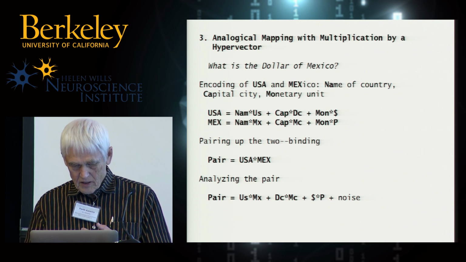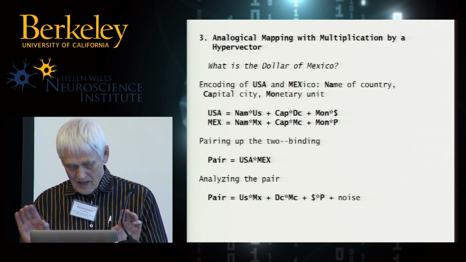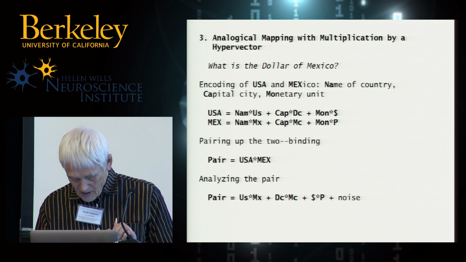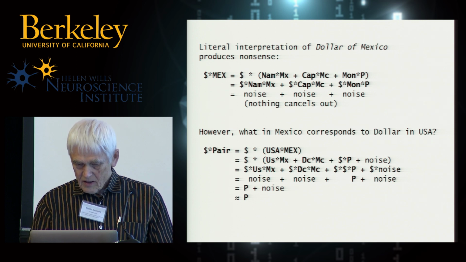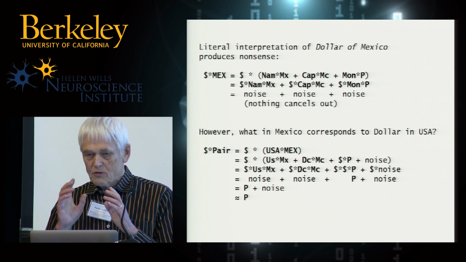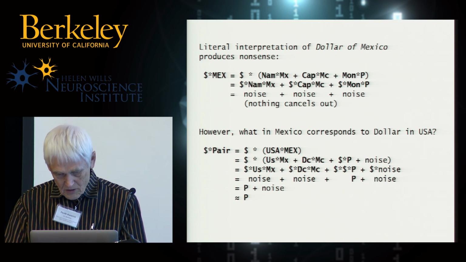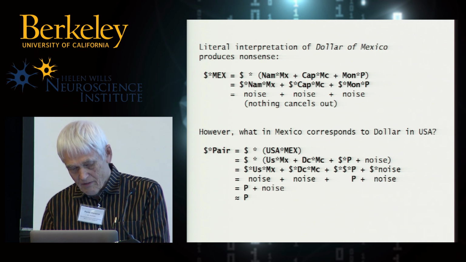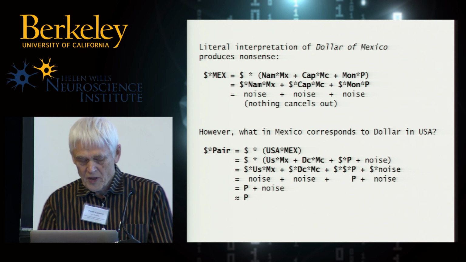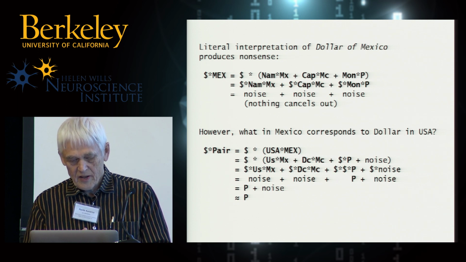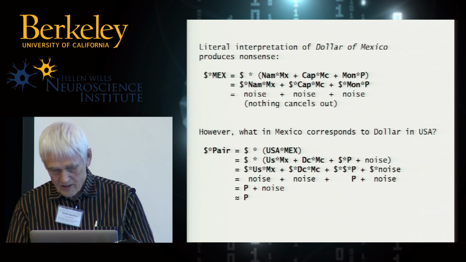The pair was gotten by multiplying the vector for USA and the vector for MEX together. If you take that pair, then when that is worked out, you actually get three sources of noise, but there's one cancellation: dollar cancels dollar, and you're left with peso. And so as a result, we have a vector that is composed of peso plus some noise, and that is close enough to peso to be recognized as the correct answer.